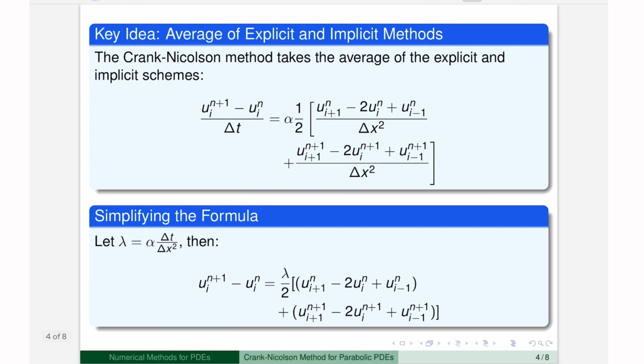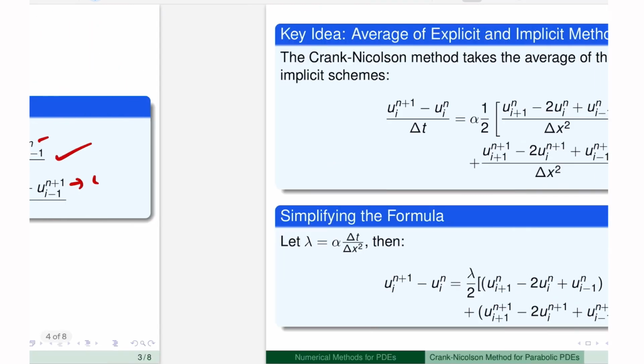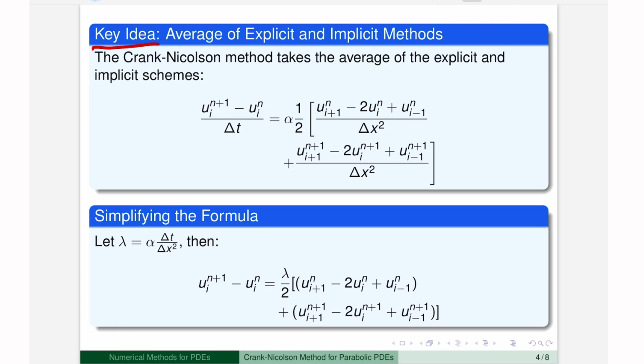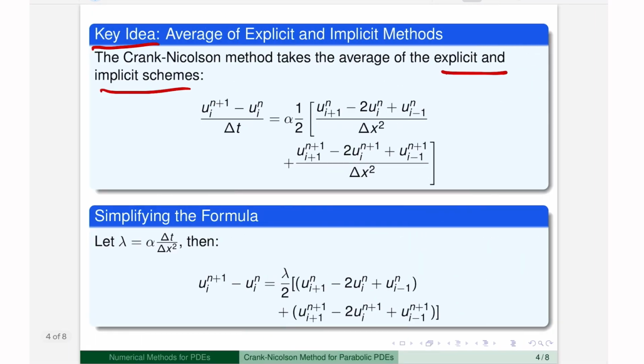Now in the Crank-Nicolson method, we take both, add them and take the average. This is the key idea: the average of the explicit and implicit methods. So if we add together and take the average, it will be (u_i^(n+1) minus u_i^n) over Δt is equal to alpha times half of [(u_(i+1)^n minus 2u_i^n plus u_(i-1)^n) plus (u_(i+1)^(n+1) minus 2u_i^(n+1) plus u_(i-1)^(n+1))] over Δx².